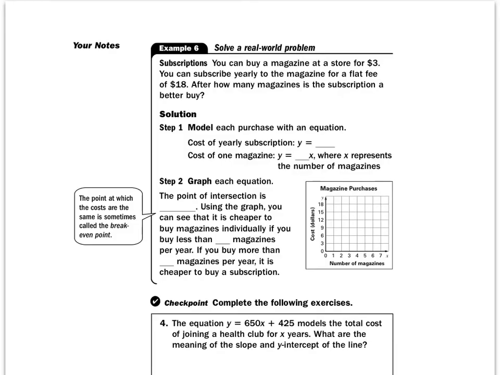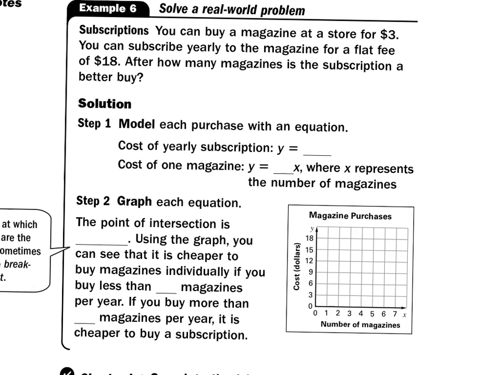Okay. Solve a real-world problem. You can buy a magazine at a store for $3. You can subscribe yearly to the magazine for a flat rate of $18. After how many magazines is subscription a better buy? Well, we know the cost of the yearly subscription is $18. Cost of one magazine is 3 times x, where x represents the number of magazines.